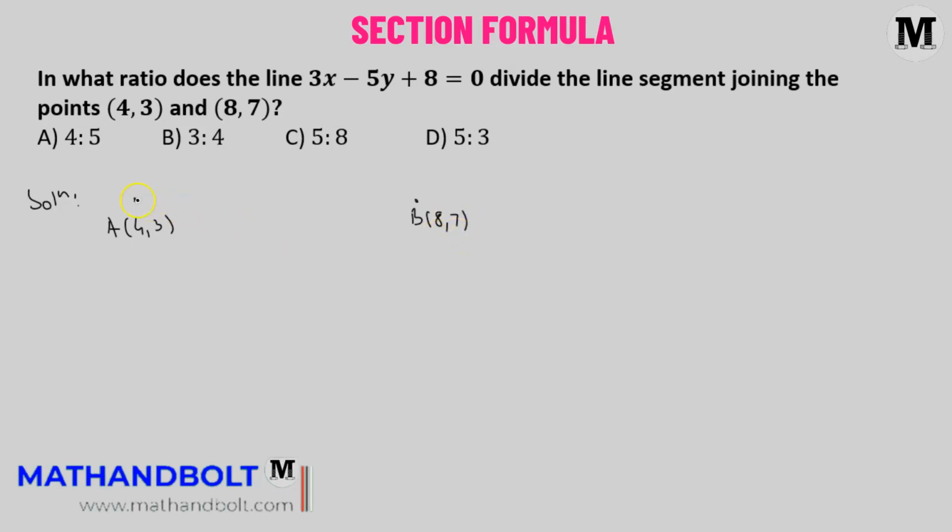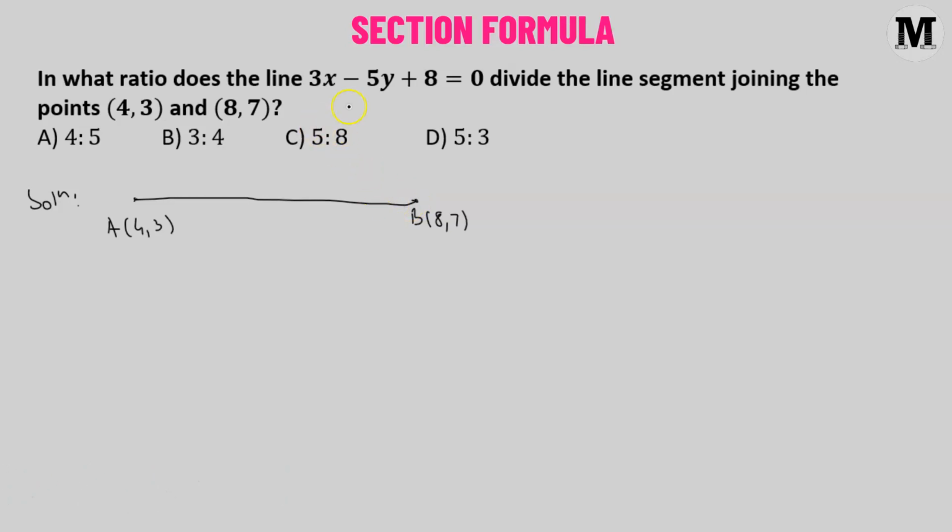Now what we'll do, we're going to join the two points A and B with the help of a straight line. Now it's given here that we have another line 3x minus 5y plus 8 equals to 0. That's the equation of the line. So let us suppose that we have this particular line. So this is the line with equation 3x minus 5y plus 8 equals to 0. And this particular line is dividing the line AB in the ratio k is to 1.